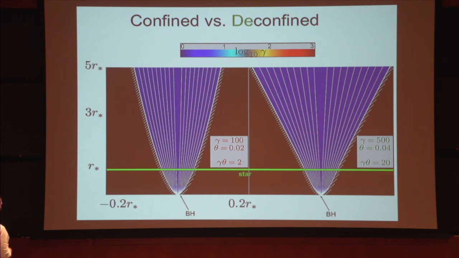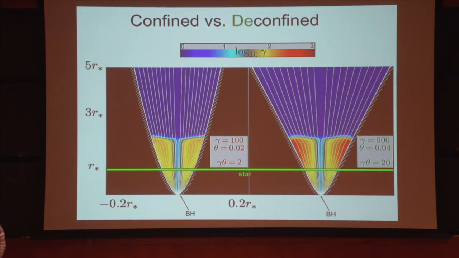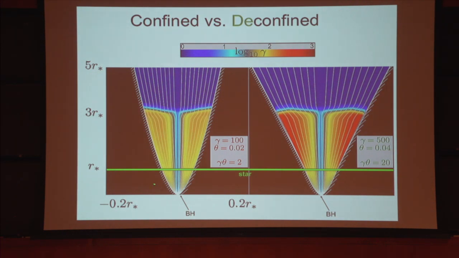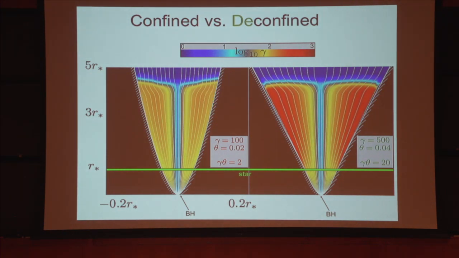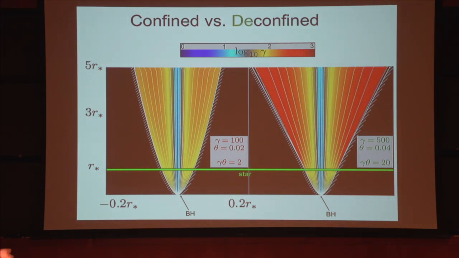So let's see what happens. Once we switch on the rotation, and this is what you're going to see in the code if you run the test problems, you see that there is an outgoing wave at which the flow realizes that there is a rotation at the base. And so the outflow starts to get accelerated. And once the wave propagates out, you end up with a steady state solution. And you can ask, what are the properties of the solution?